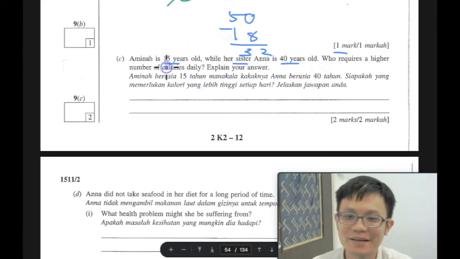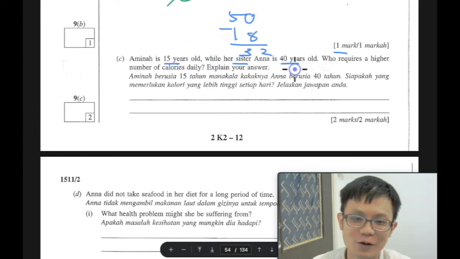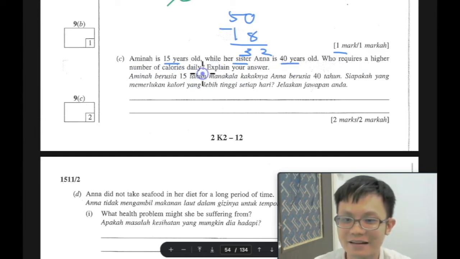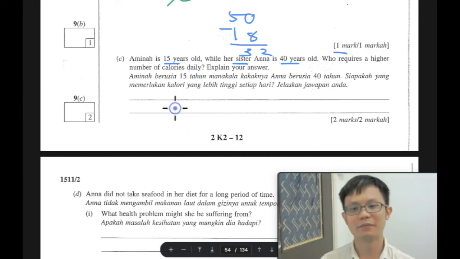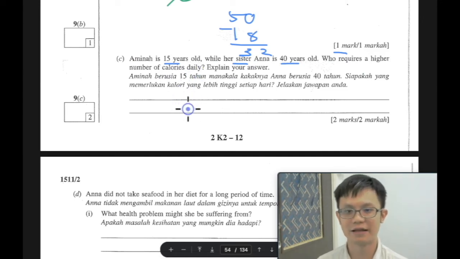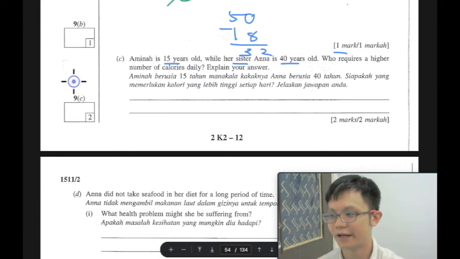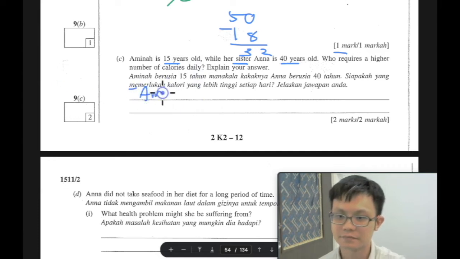Okay, anyway, Amina is 15 years old, but her sister is 40 years old. Who requires a higher number of calories? Explain why. Who requires more calories, Amina or Anna? Amina. Why? Because she's undergoing puberty.